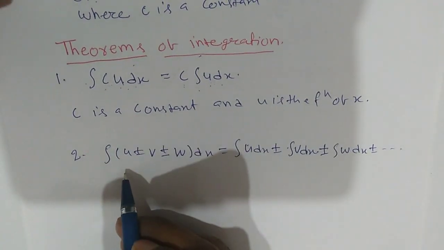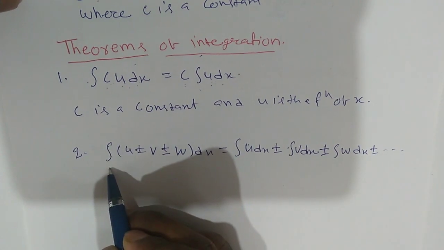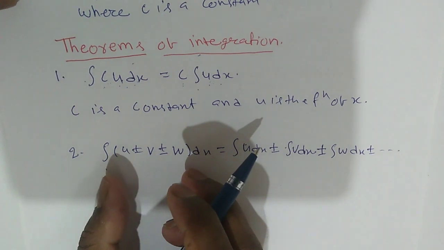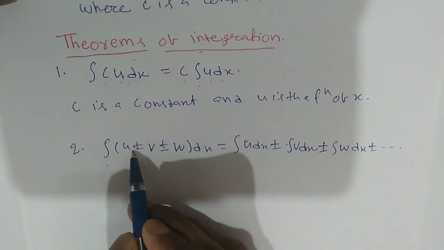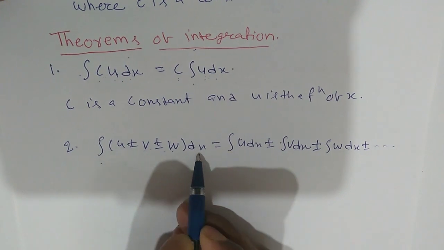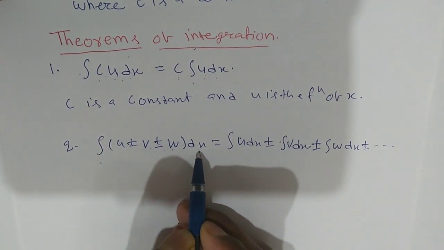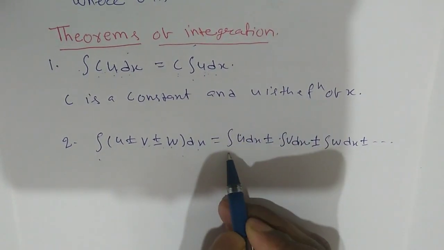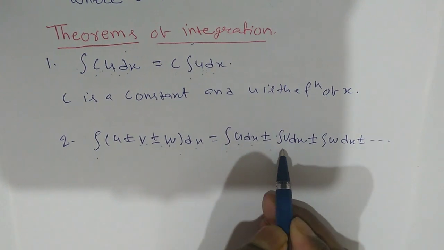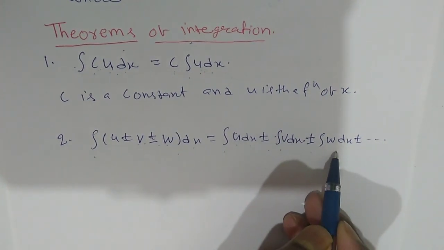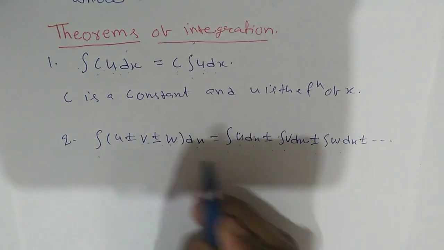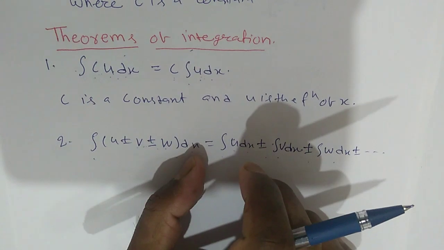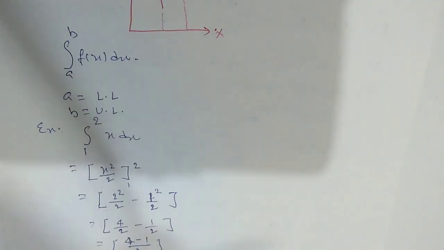Another one is integration of a sum of different terms or different functions. So write it like u plus or minus v plus or minus w dx. We separate them by integrating like this: integration of u dx plus or minus integration of v dx plus or minus integration of w dx. If the number of terms increases, write it in the same manner. So all these are basic ones. Now the next part.